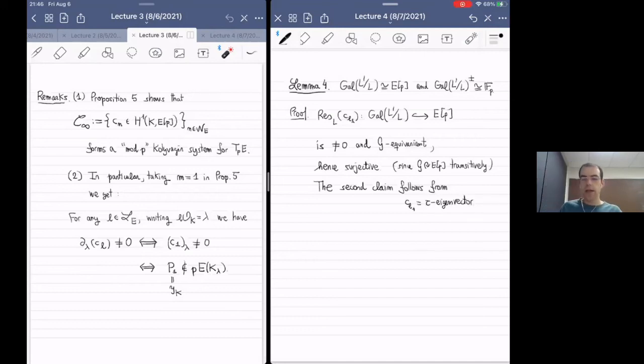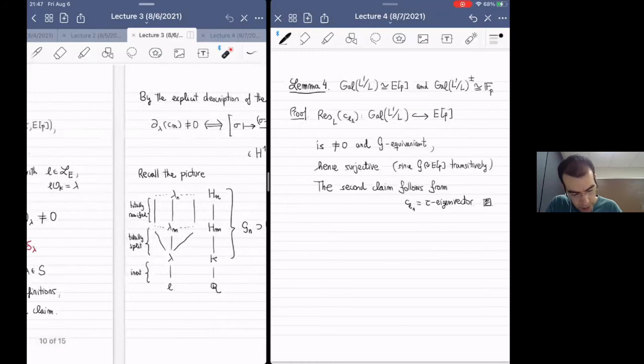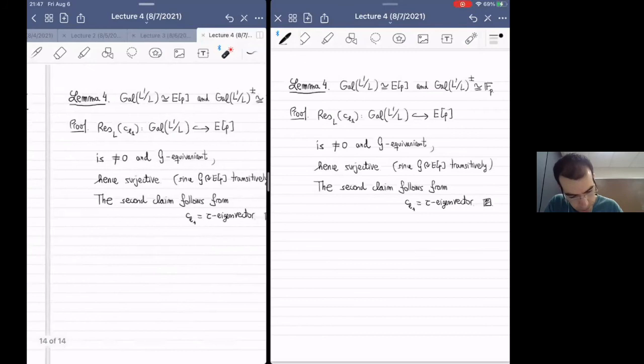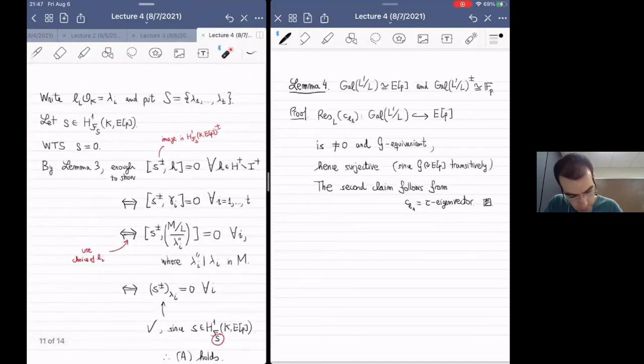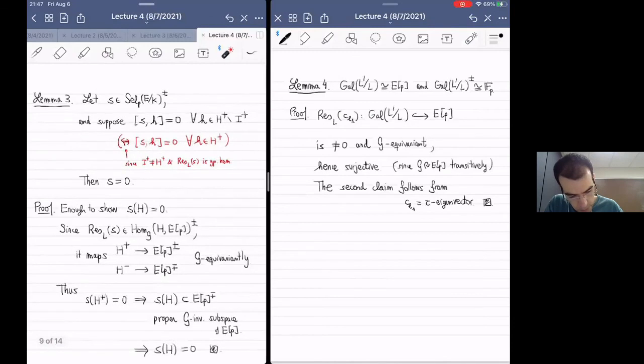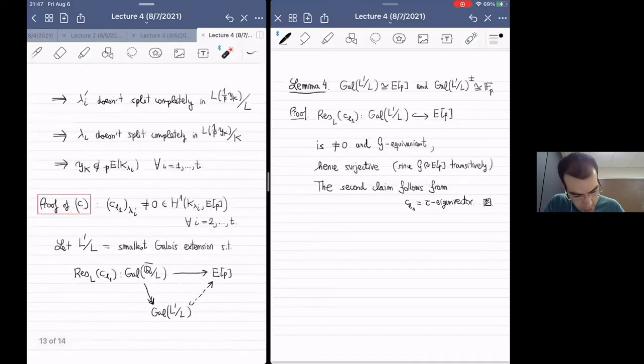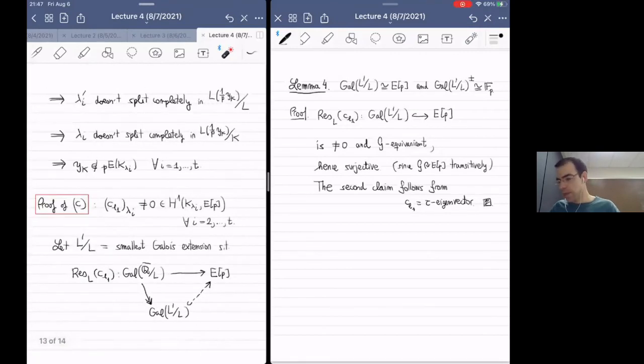It follows from this, together with the fact that E[p] is irreducible as a calligraphic G-module. So it is the same argument that we saw here, in the proof of this lemma. All right, so now we really have it.